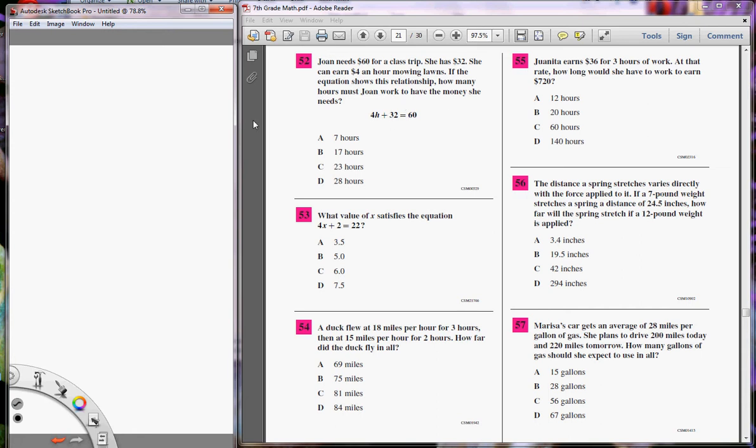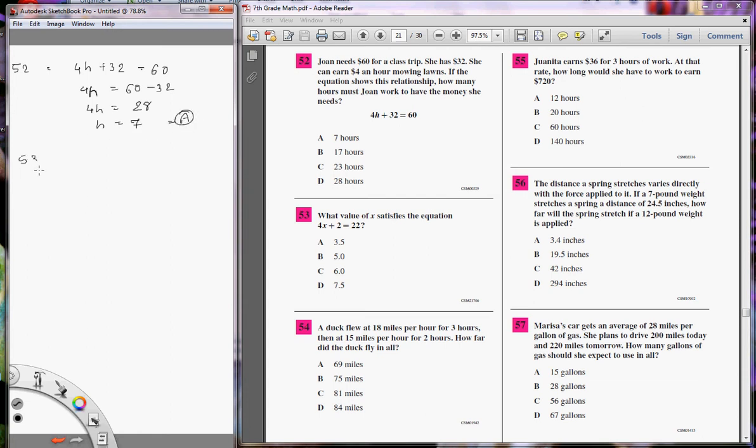So the equation is 4h plus 32 is equal to 60. It is simple, right? 4h is equal to 60 minus 32. So 4h is equal to how much? 28. So h is equal to 7. So the answer will be A.